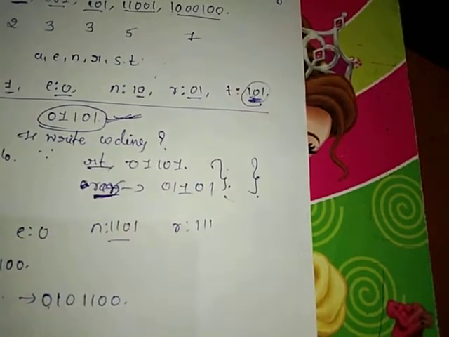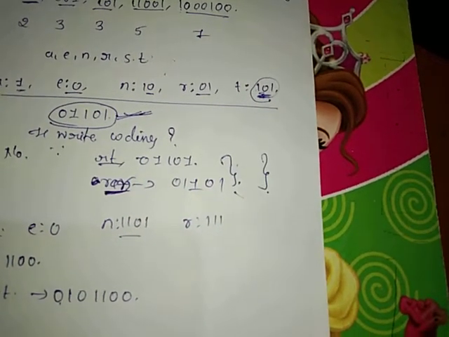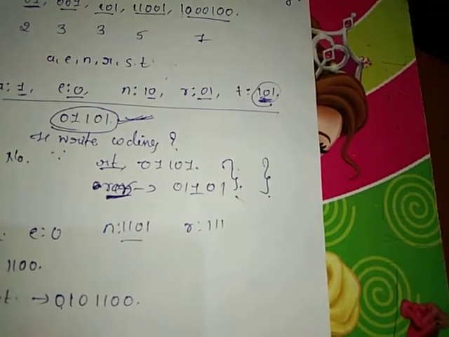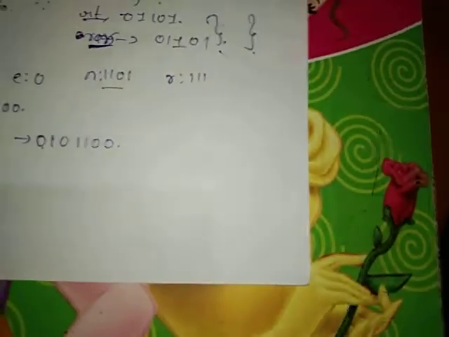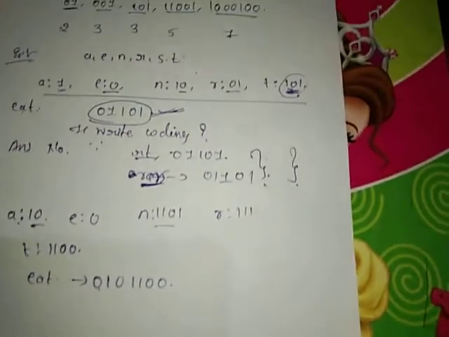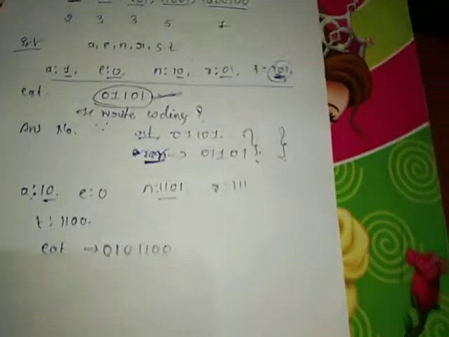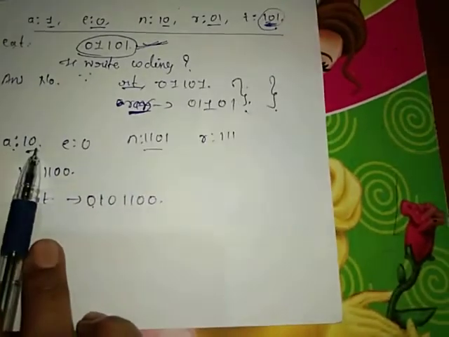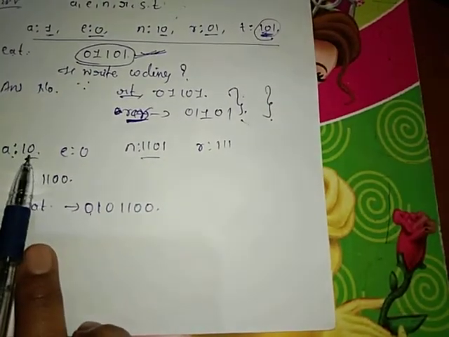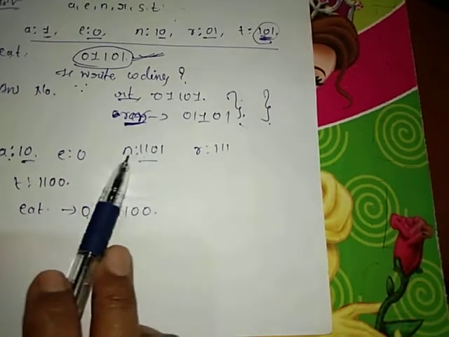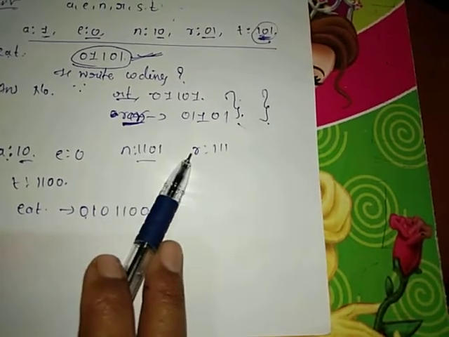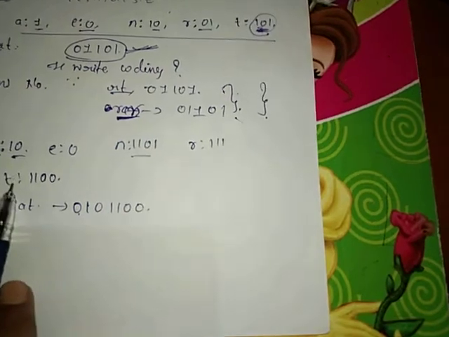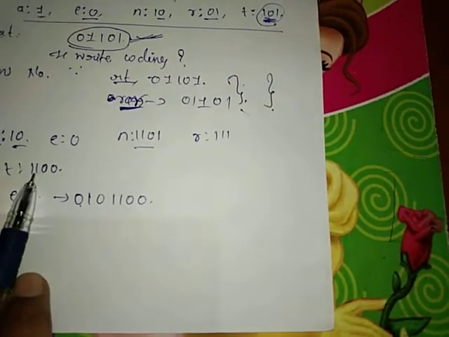So this way, that is why ambiguity arises in the decoding. But in the second one, what happened? In the second one we have assigned A 10. For the E we assigned a 0. For the N we assigned 1101. For the R we assigned 111. For the T we assigned 1100.